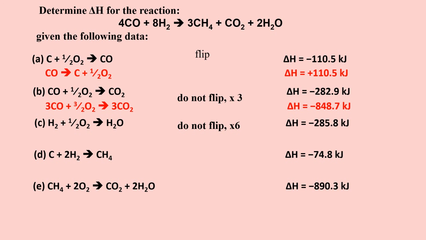Now we multiply equation C by 6. This will cause the delta H value to go from negative 285.8 kilojoules to negative 1,714.8 kilojoules.